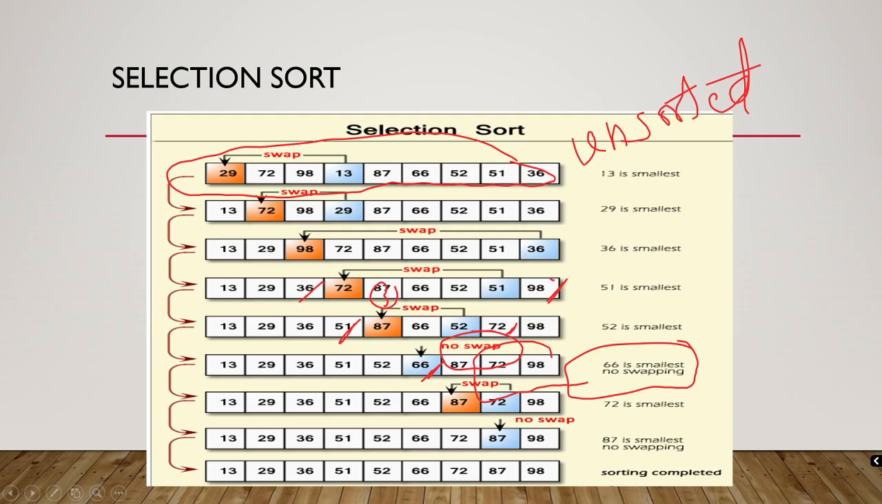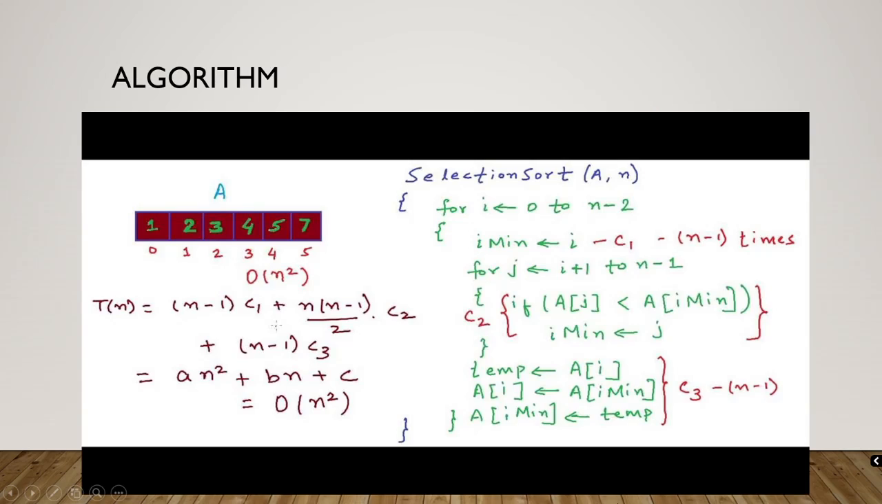Now the sorting is completed. Check whether they are sorted in ascending order. Yes: 13, 29, 36, 51, 52, 66, 77, 87, and 98. So I have sorted using selection sort. This is a simple sorting algorithm. Now we will discuss the algorithm in detail.